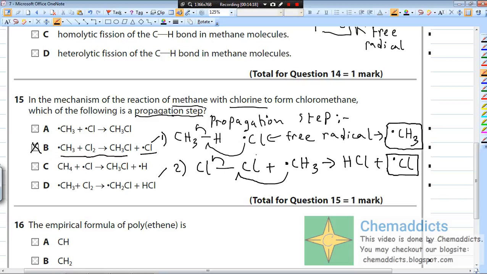This particular chlorine free radical attacks the methane molecule, which causes the homolytic fission of the methane molecule, and this causes the formation of the CH3 free radical. So here chlorine free radicals attack the CH4 molecule to form CH3 free radicals. So here this is one free radical and this is another free radical.